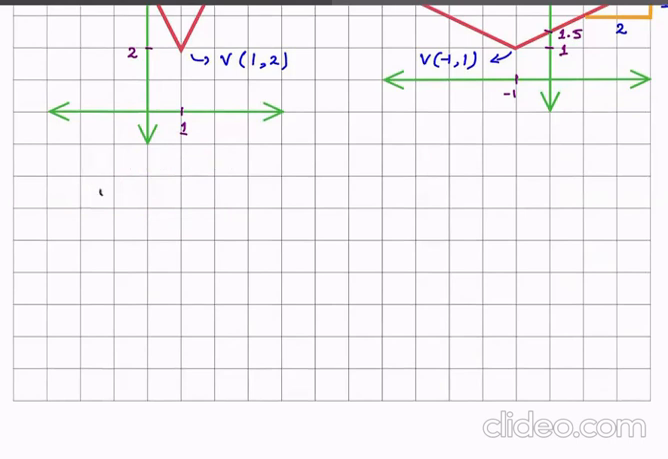Let's say we have y is equal to modulus of 3x plus 6. So the problem is x should be separate, so we must take common 3. So this will become x plus 2, and modulus of 3 is basically 3 because it's a constant. So 3 times modulus of x plus 2.